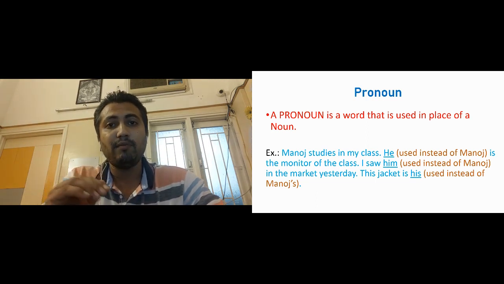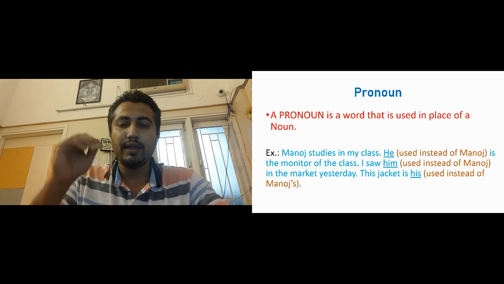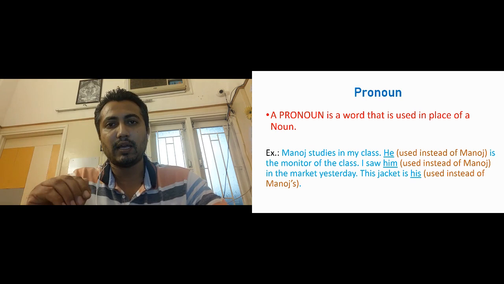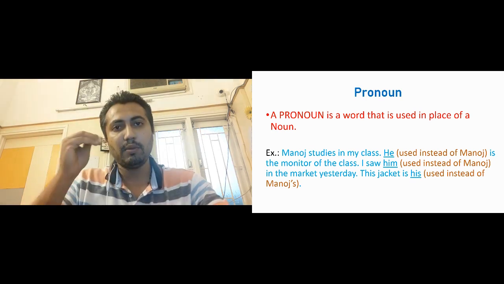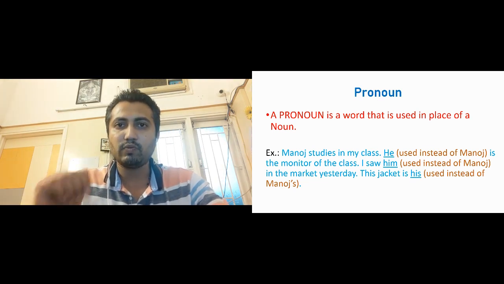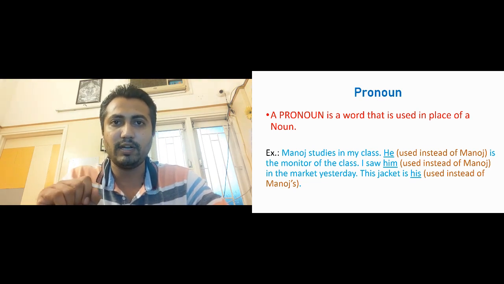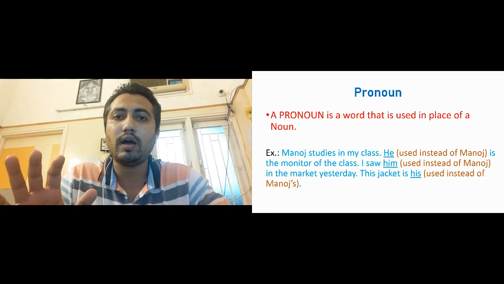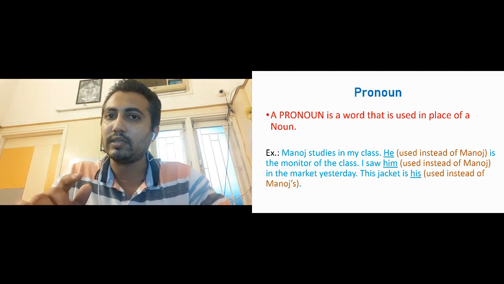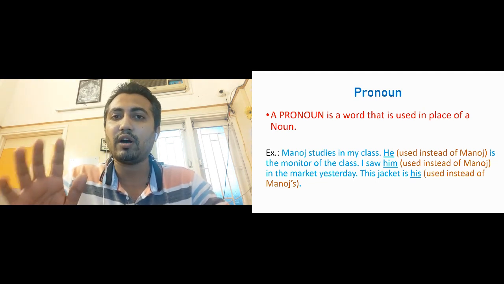Okay. Now, for example, suppose we are using a noun, the name of a person. We are telling a paragraph about a person. In every sentence of the paragraph, we are not going to repeat the name of the person again and again, isn't it? So, after one or two sentences, we will use some words in place of the name of that person, isn't it? Those words are called pronouns, right? So, this is the topic that we'll be discussing today. Pronoun, a word that is used in place of a noun.